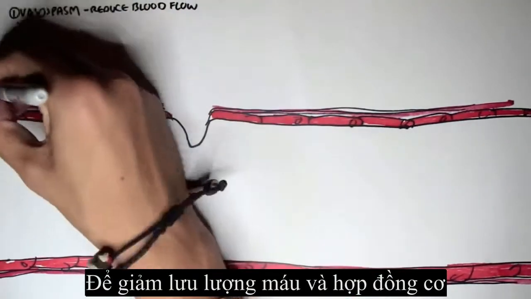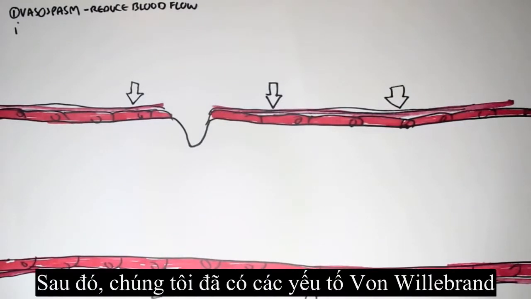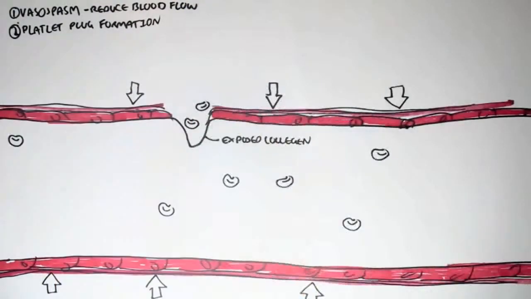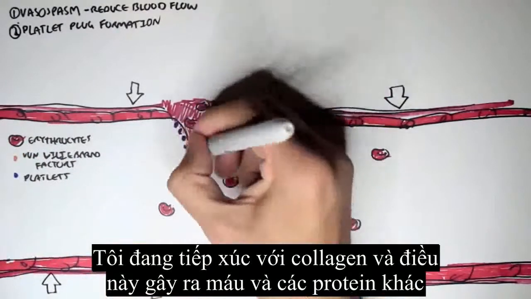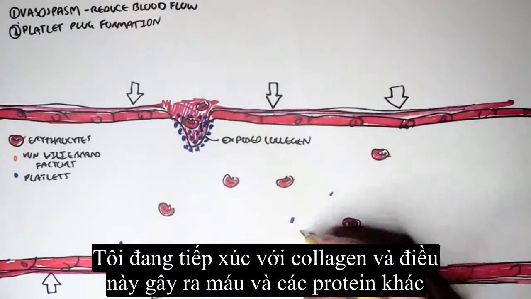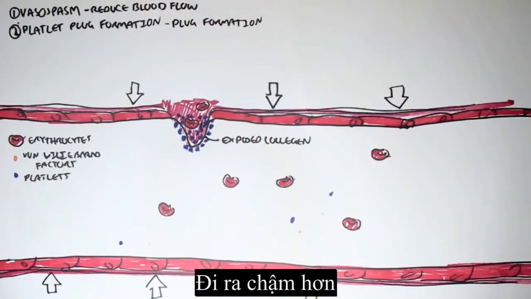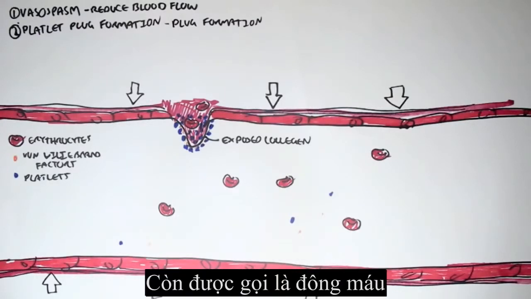Okay, so going back from the beginning, we first of all had vasospasm or vasoconstriction to reduce the blood flow. And this is where the smooth muscles contract to constrict the blood vessels. Then we had the von Willebrand factors, which allow platelets or thrombocytes to form a platelet plug on the exposed collagen. And this causes the blood and other proteins to go out ever more slowly. After platelet plug formation, we have coagulation, also known as clotting.